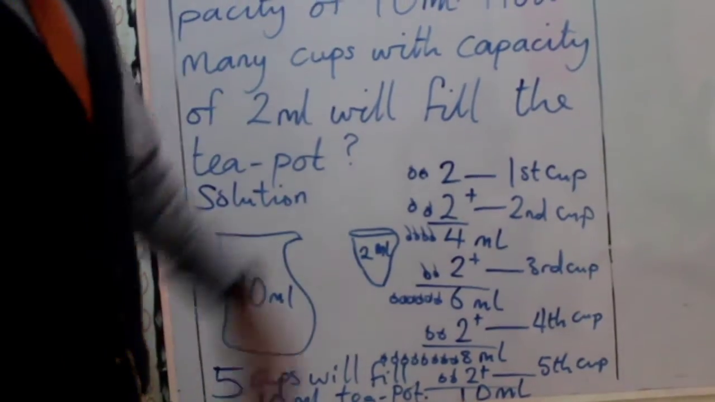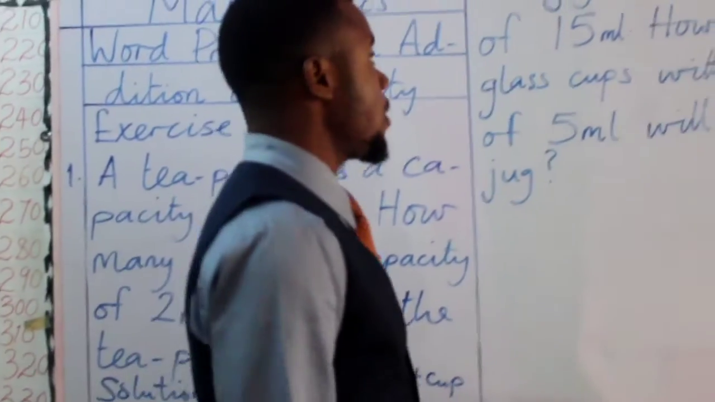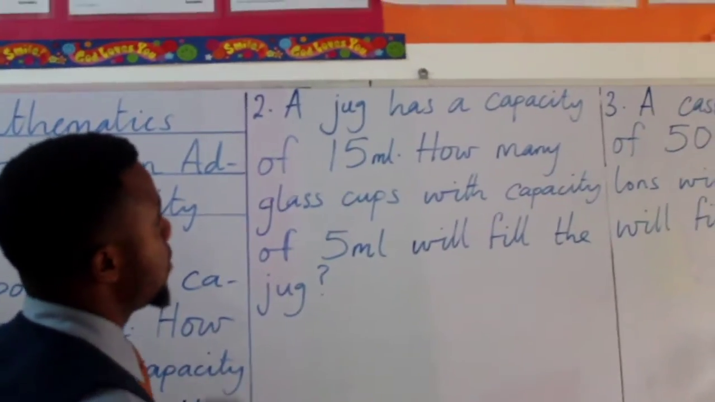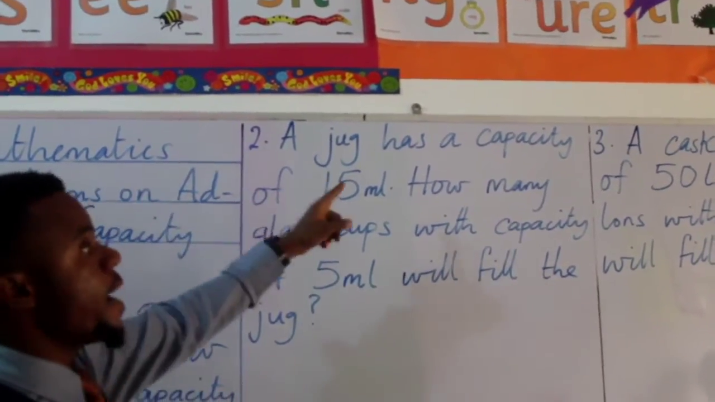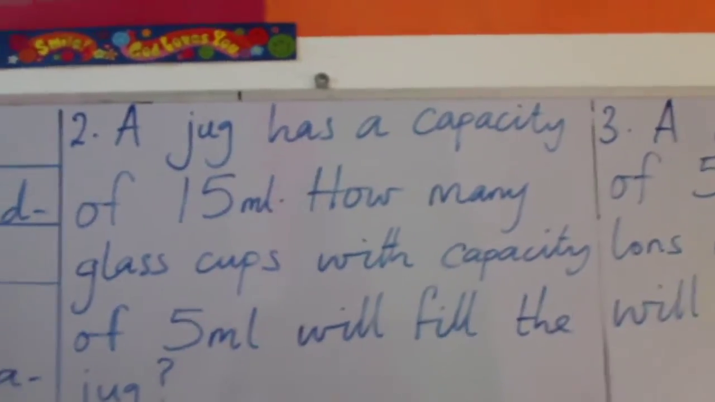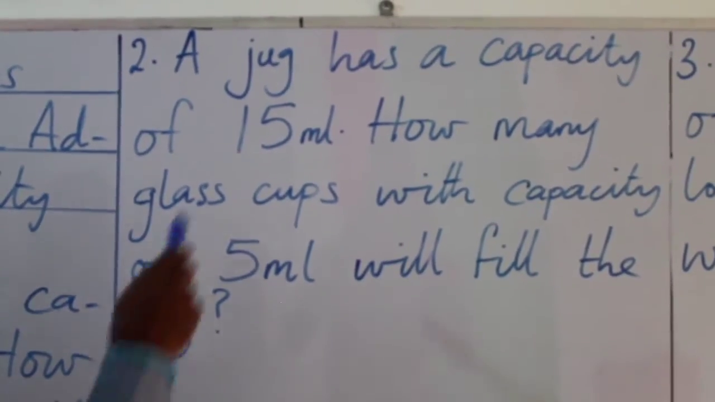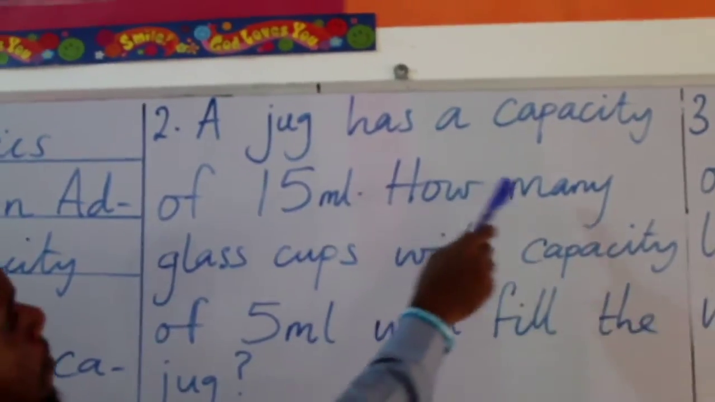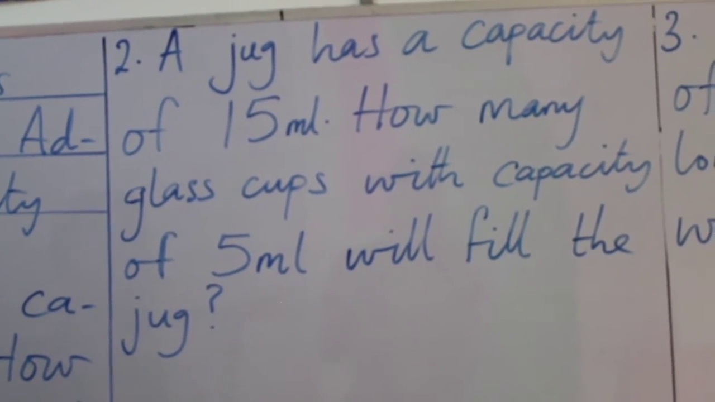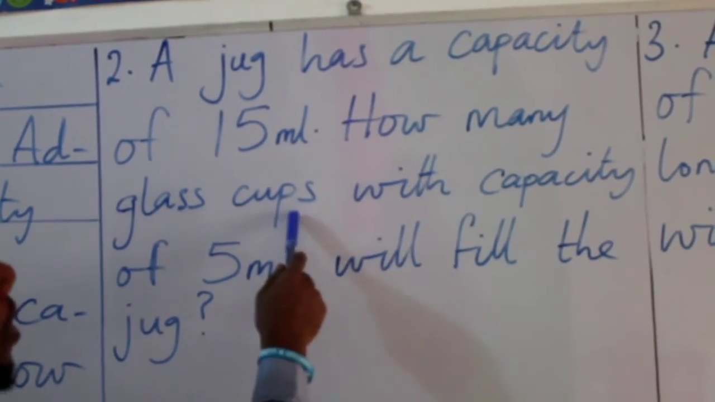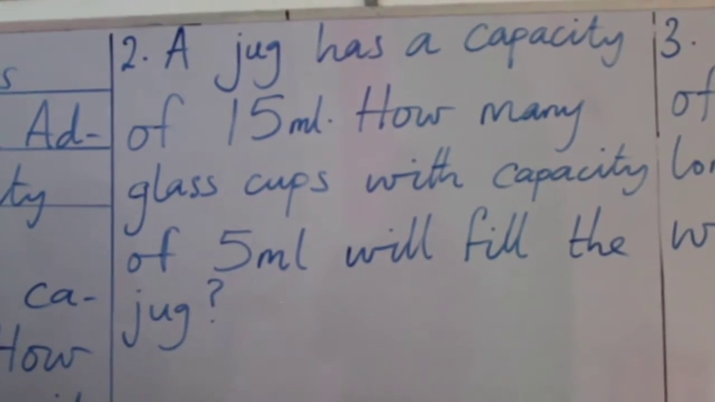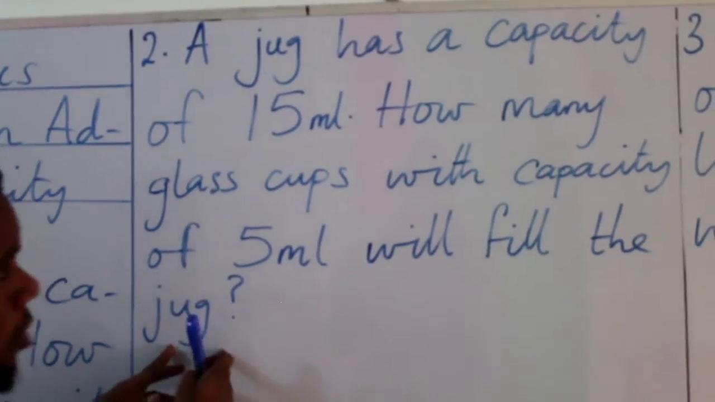So we go to exercise 2. Let's look at exercise 2. Exercise 2 says that a jug has a capacity of 15 milliliters. How many glass cups? You don't know how many glass cups? We will see that. How many glass cups with a capacity of 5 milliliters will fill the jug?